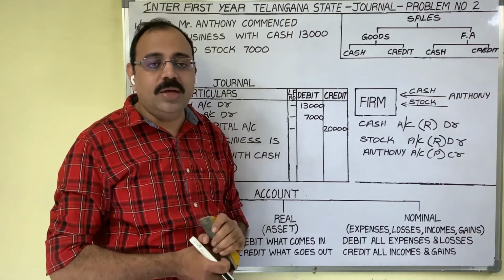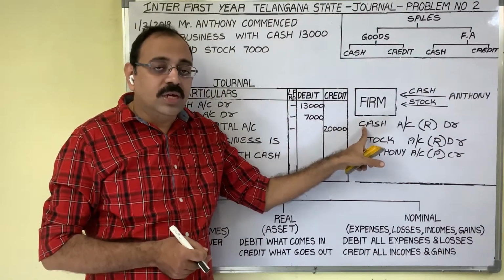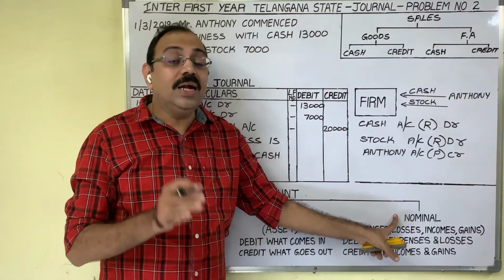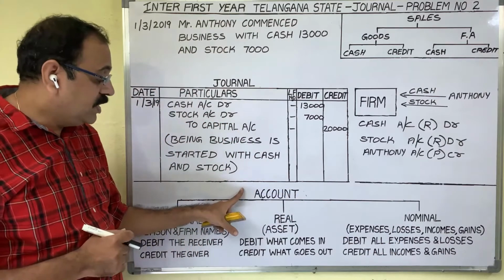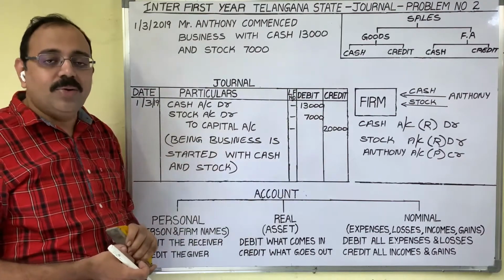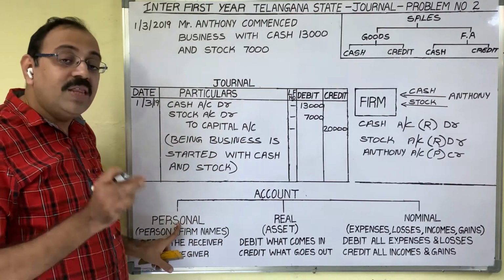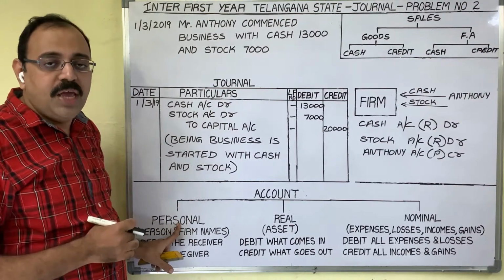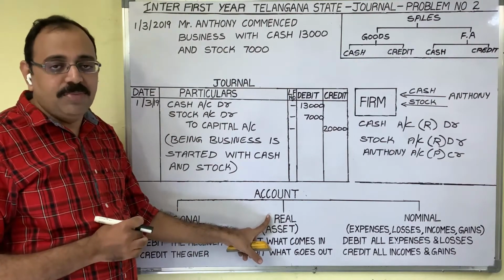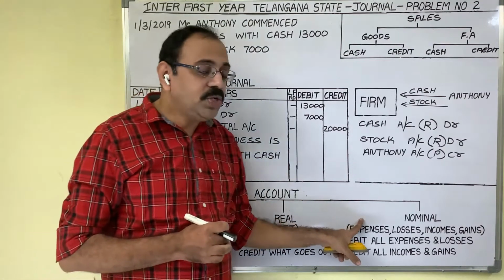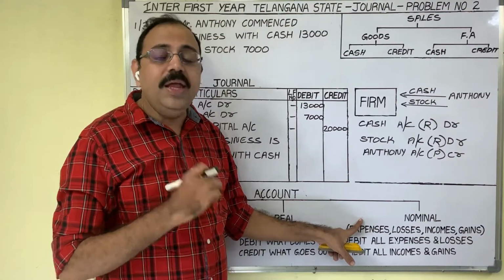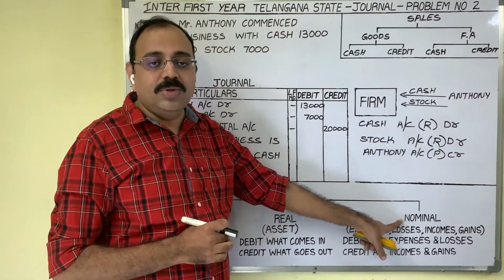Second step, grouping. That means we should identify whether this cash account is a personal account, real account or nominal account. Accounts are classified into 3 types: personal account, real account and nominal account. If any account is opened with a person's name or firm's name, it is a personal account. If any account is opened with an asset name, it is a real account. If an account is opened with an expenditure name, loss name, income name or gain name, it is a nominal account.